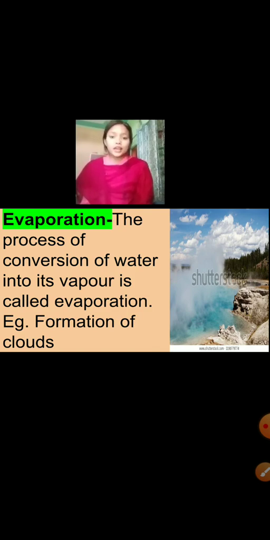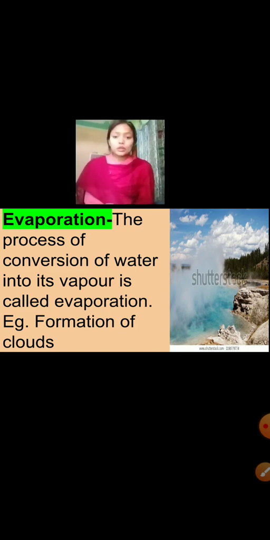You must have seen many examples of evaporation. When we dry our clothes in the sun, yes or no, we put them under the sun, so they dry up. Why do they dry up? Because the extra water that is present in our clothes will convert into water vapors and will evaporate. So this is the process of evaporation.